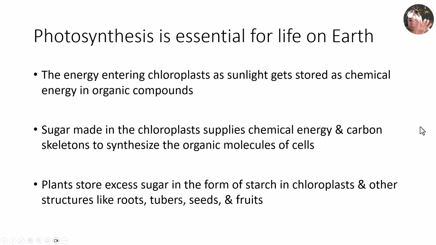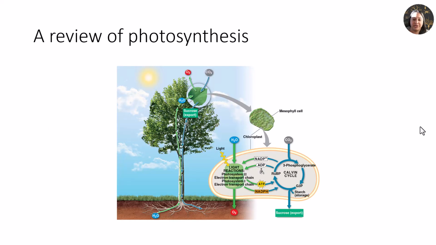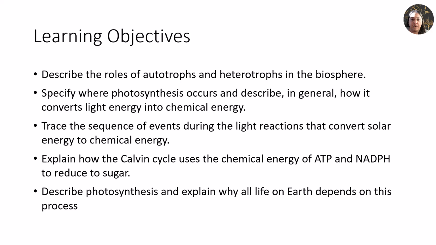So wrapping back to the big picture, the energy that enters chloroplasts as sunlight gets stored as chemical energy in organic compounds. Sugar that is made in the chloroplasts supplies the chemical energy in carbon skeletons to make the organic molecules of cells. And then plants will store excess sugar in the form of starch in chloroplasts and other structures like the roots, tubers, seeds, and fruits. So again, this is the big picture of photosynthesis. And these are the learning objectives for this lecture. Okay, so that is it. That is lecture 8, photosynthesis.